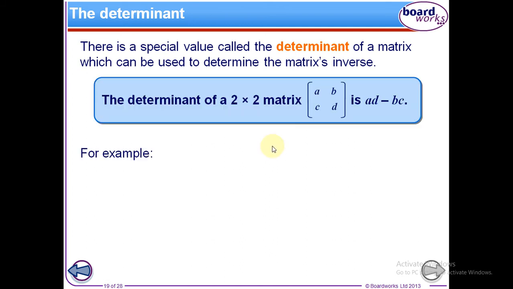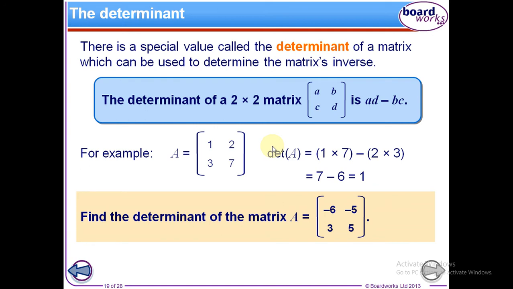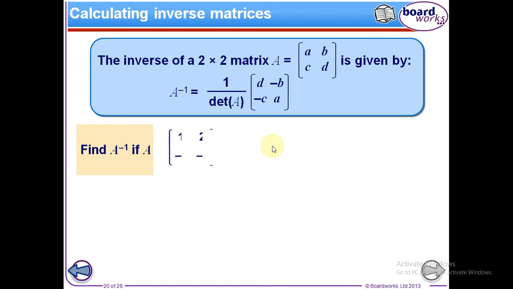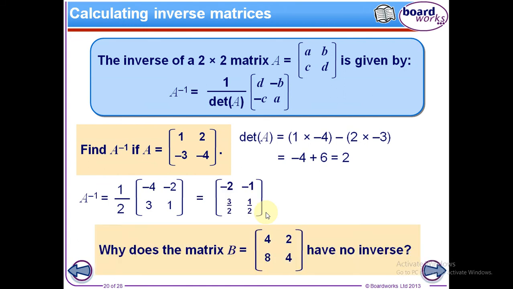There is a special value known as the determinant. I'm going to teach you how to do this, but I'm going to apply it because of our time. So we find the determinant of that, and that is in the board work. Then how to find the inverse. The inverse of a given matrix is 1 divided by the determinant multiplied by the adjoint of the matrix. The adjoint is the transpose of the cofactor, but don't worry, I'm going to explain that and apply it to solve this problem.